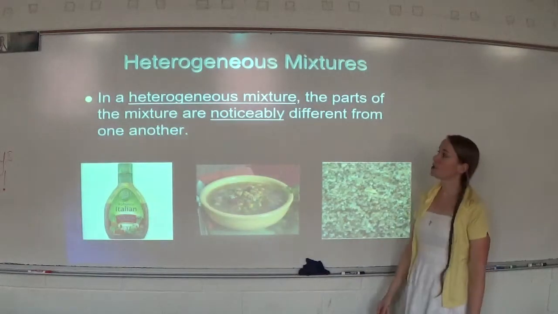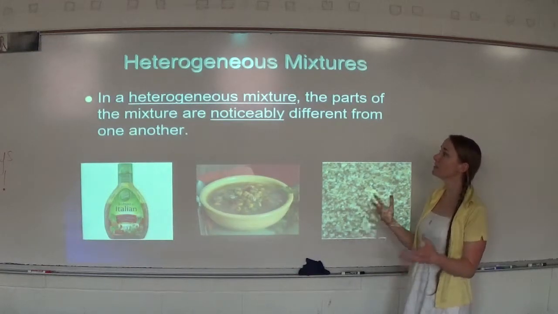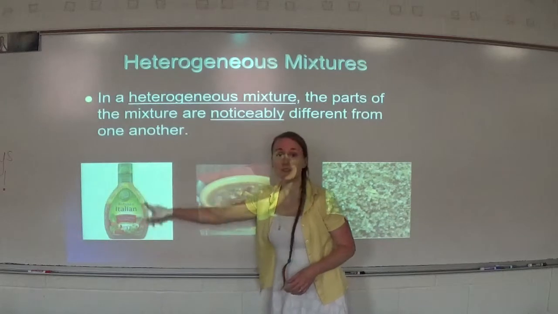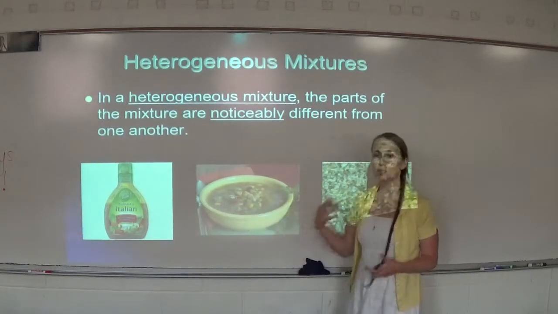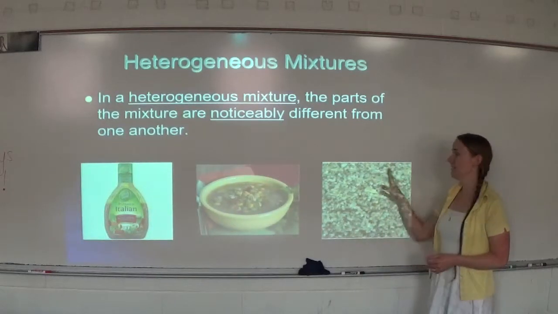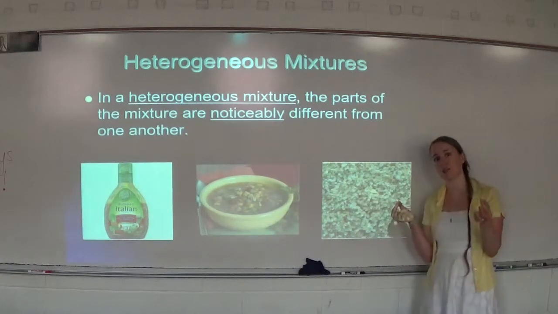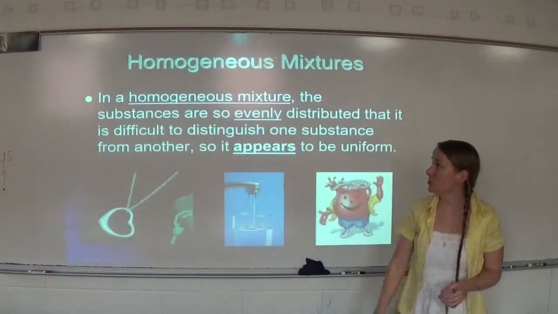So what types of mixtures are there? Well, in a heterogeneous mixture, the parts of the mixture are noticeably different from one another. Like Italian salad dressing, I can see the different layers. In vegetable soup, I can pick out where's the corn and where's the tomato and that type of thing. Even sand, I can see that there are clearly varying colors in the different grains of sand. Those would be examples of heterogeneous mixtures.